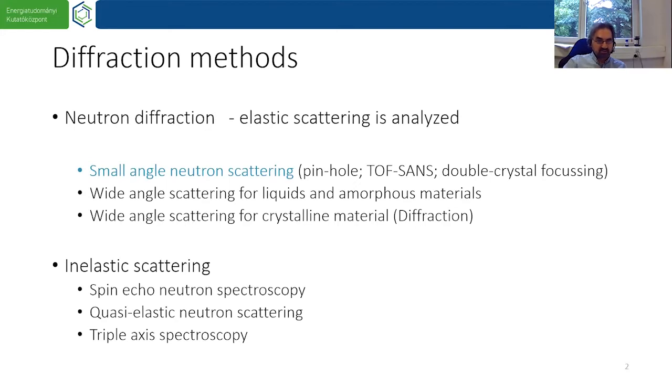Now, just a few words about inelastic scattering. In inelastic scattering, we analyze the exchange of energy between the neutron and the atom. This is very distinct from X-ray scattering, because in X-ray scattering it doesn't happen. There are three typical methods: spin echo, neutron spectroscopy or quasi-elastic scattering, and triple axis spectroscopy. We are not talking about these things today.